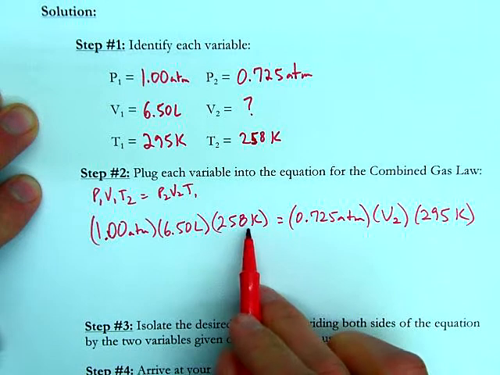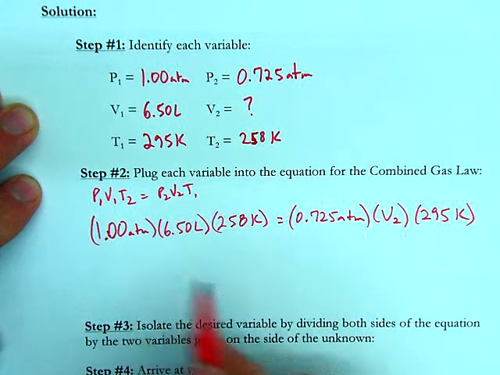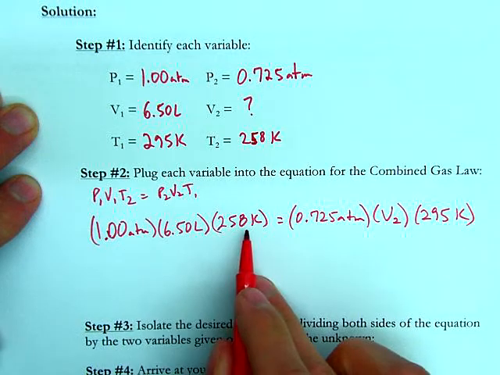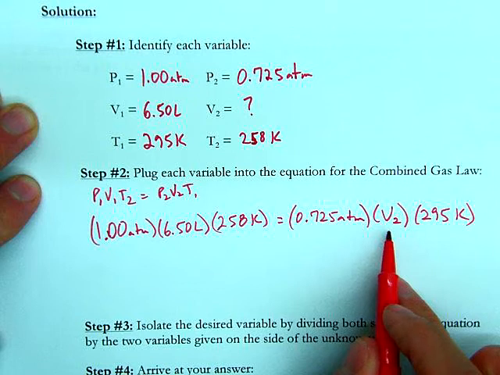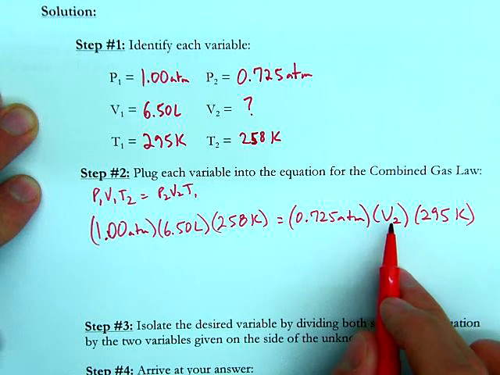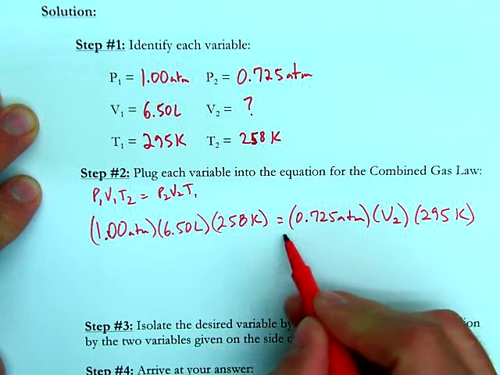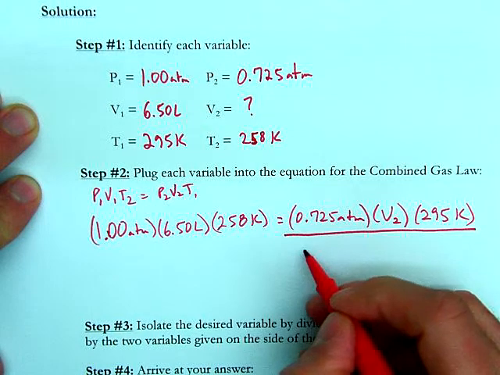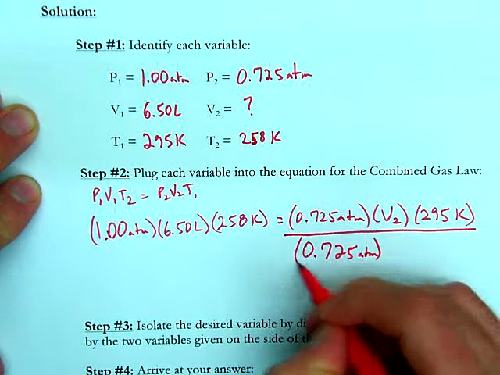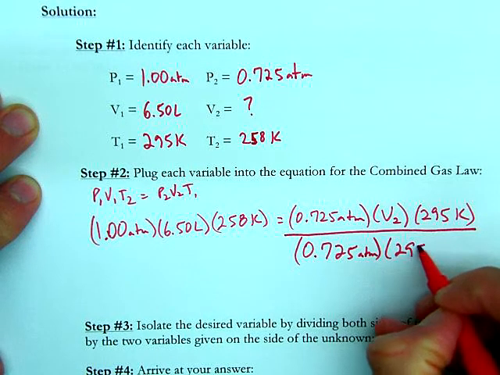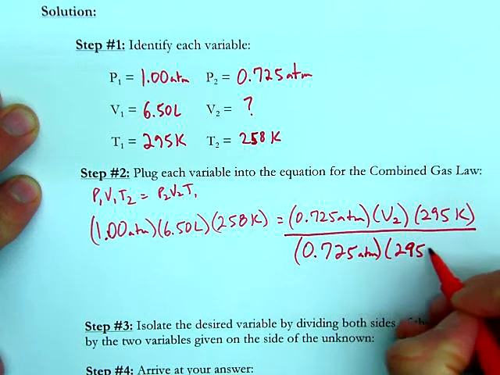Now notice our temperatures are in Kelvin, that's important, and notice that I have P1, V1, T2, P2, V2, T1. Now I'm solving for V2, that's what I'm solving for. If you're going to solve for V2, this is our variable, like X. You need to get V2 all by itself on one side of the equal sign. So to do that, I'm going to divide by the other stuff on that side. So I'm going to divide by 0.725 atm times 295 Kelvin.